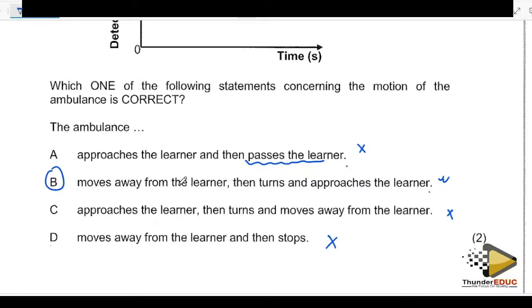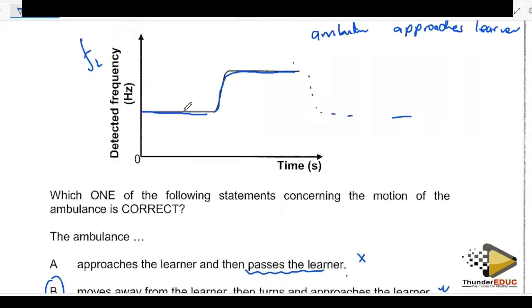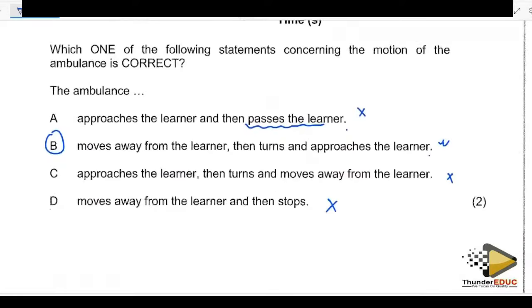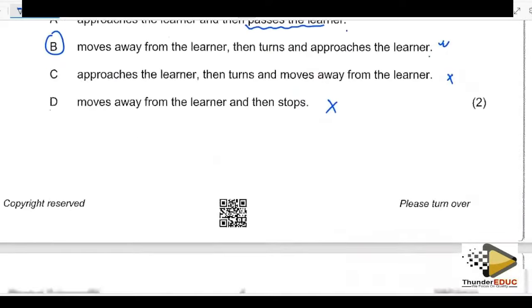It moves away and then turns and approaches the learner. So as it's moving away, the frequency is lower. And then as it's approaching, the frequency that will be observed by the learner will be high. So option B is the correct answer there.